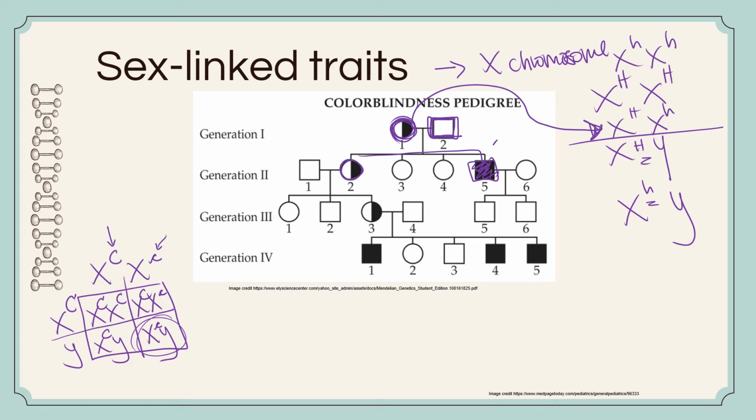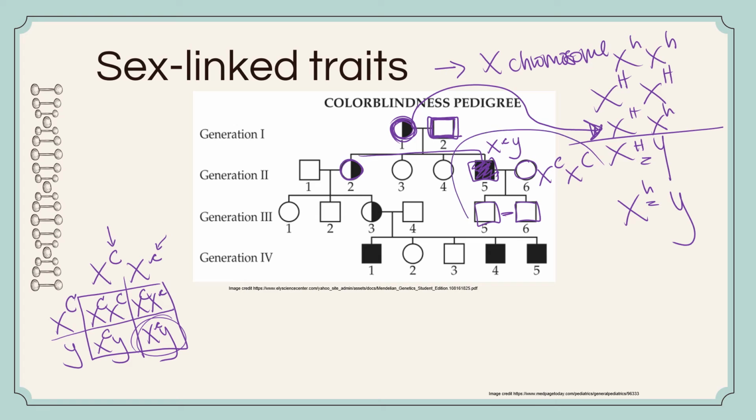This individual then, their genotype is little c, Y. This individual is going to be capital C, capital C. Notice that their children, their male children, neither of them are colorblind.